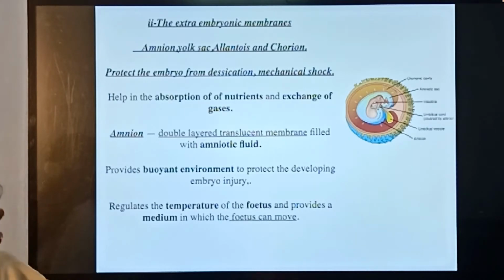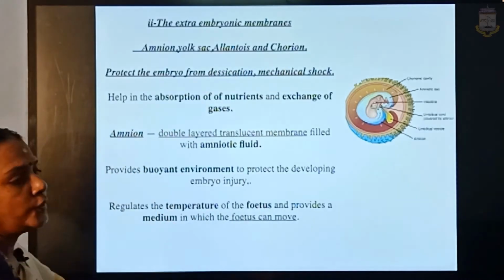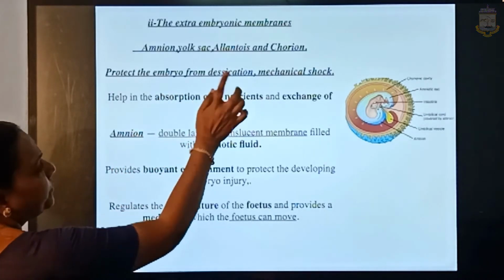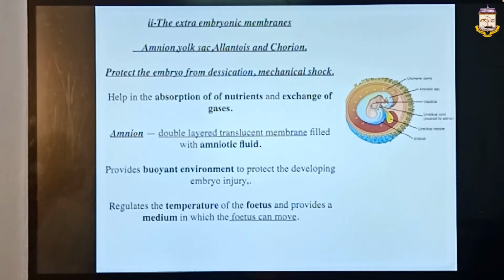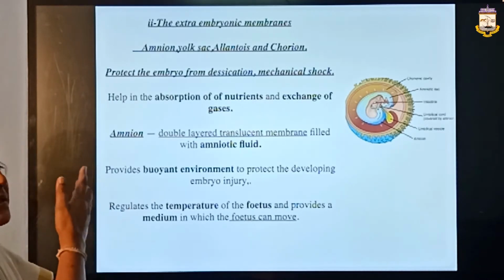Next one, the extra embryonic membranes. The fetus has to be covered by as many membranes. What do you call them? The extra embryonic membranes supporting the fetus. These membranes are amnion, yolk sac, allantois and chorion. They protect the embryo from desiccation and mechanical shock. Whatever happens to the mother doesn't matter, the baby will be protected.